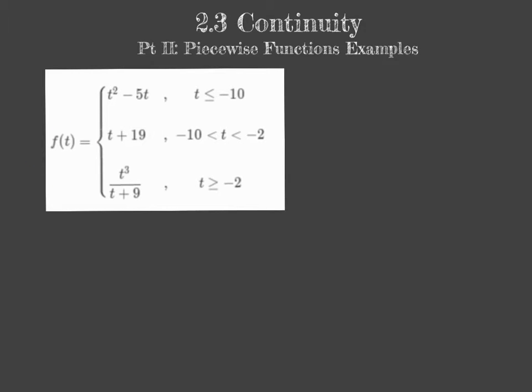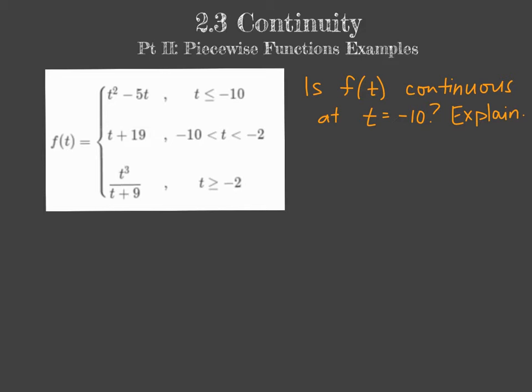If you have not already watched part 1, continuity at a point, please do so because I will be assuming that you already know the 3-step checklist for continuity at a point. All right, the first value that we're going to be checking out is t equals -10. We want to know if we're continuous there.